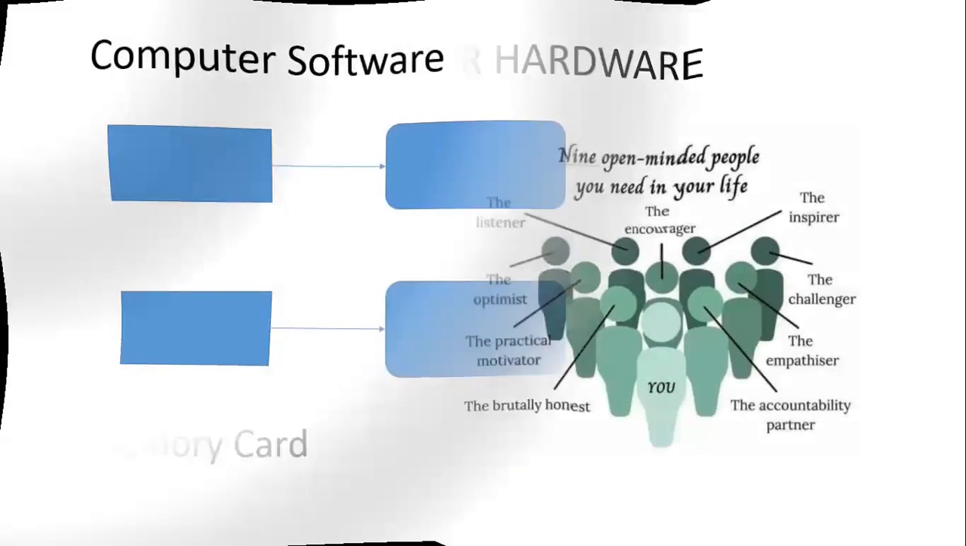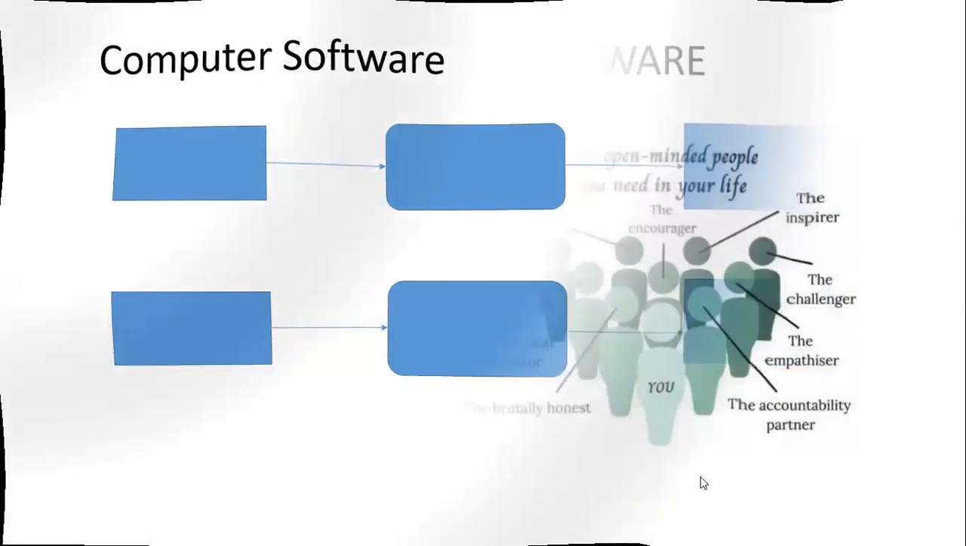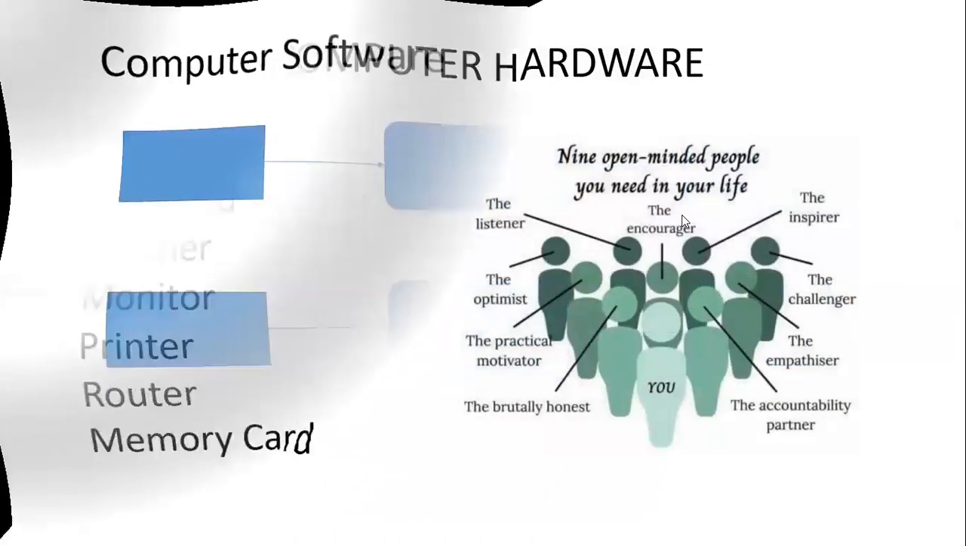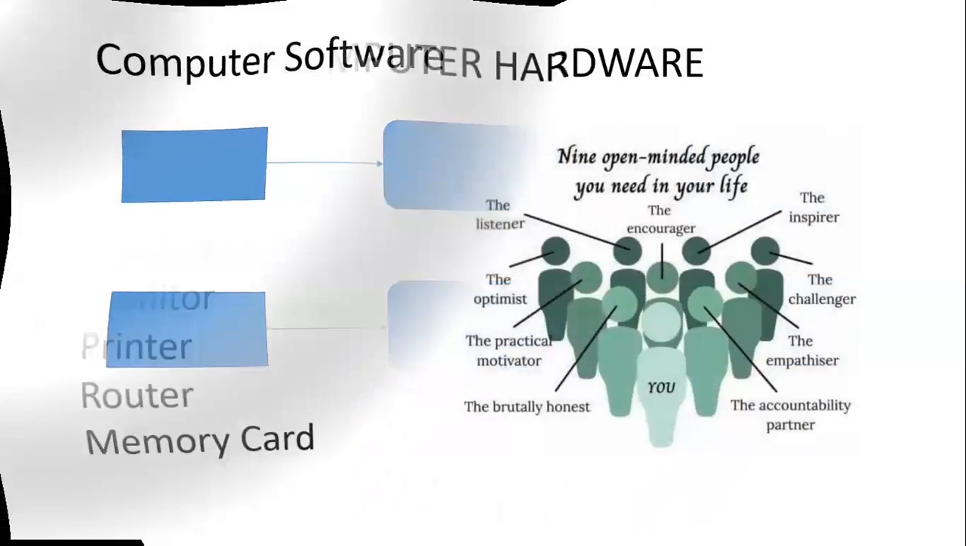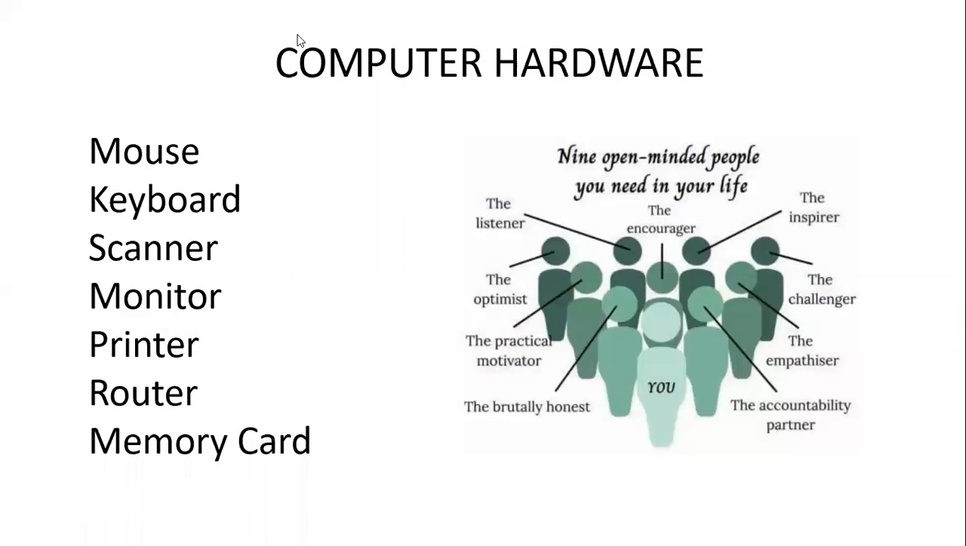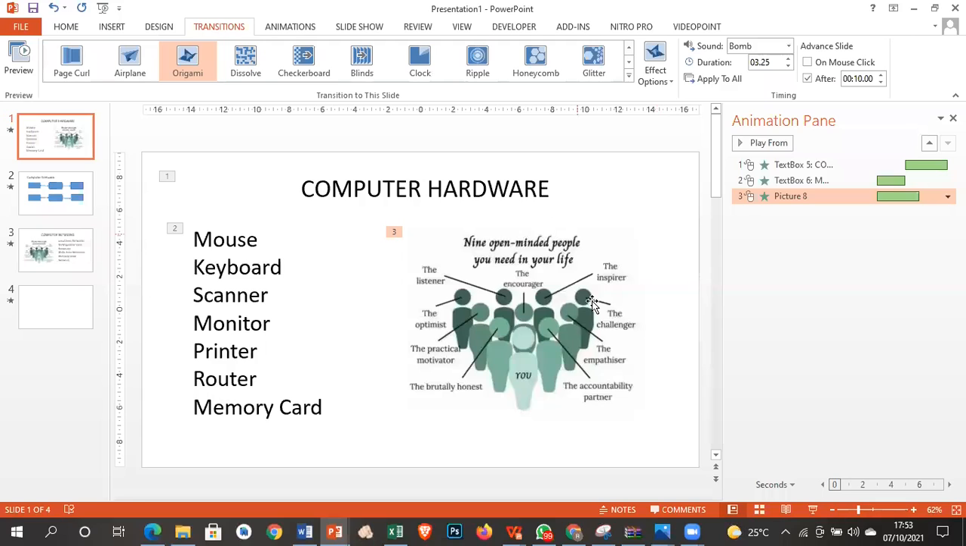So before this came, there was a delay of 3 seconds. Before this came, there was a delay of 3 seconds. So that is how we add animation to objects on a slide, and then change the timings, etc., using this animation pen. Now, you're going to learn all these when you do a lot of practice.